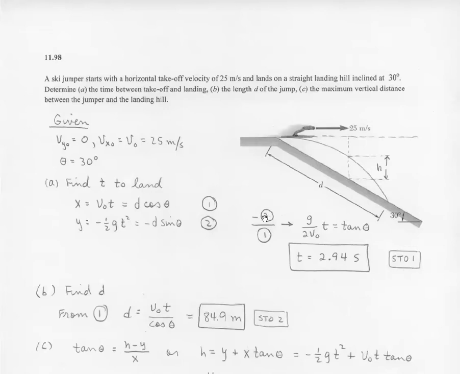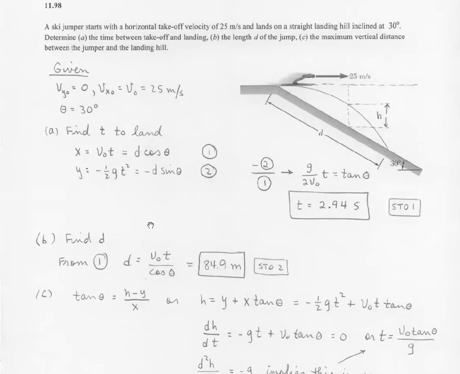If we take equation 1 and the negative of equation 2 and divide, you'll see that we get right here 1/2 g t squared divided by v naught t. That's going to leave us with one of the t's gone, and it'll leave us g and v naught down here and a 2 down here. So we end up with g over 2 v naught times t. And then these right here will be sine theta divided by cosine theta. The d's will go away and we're left with tangent theta. You solve for time out of here and you get 2.94 seconds.